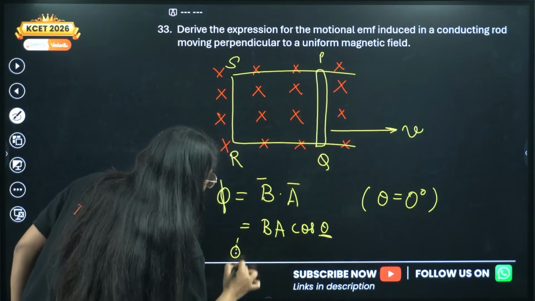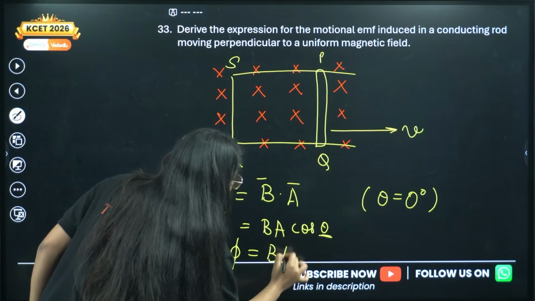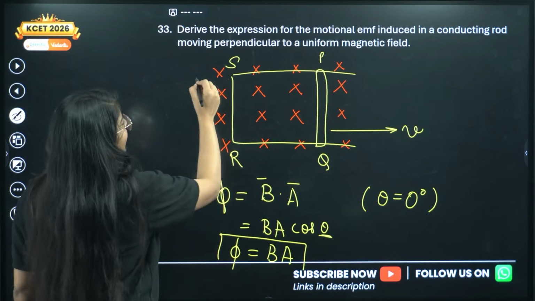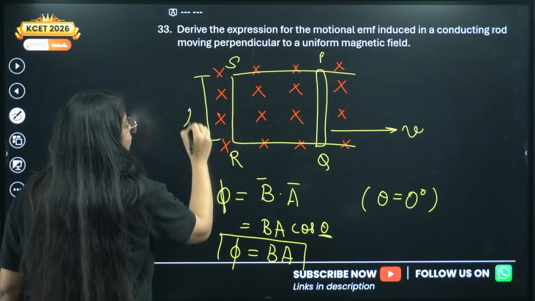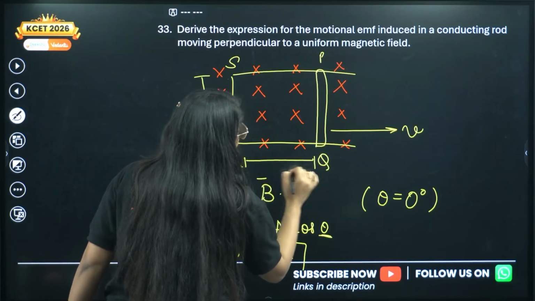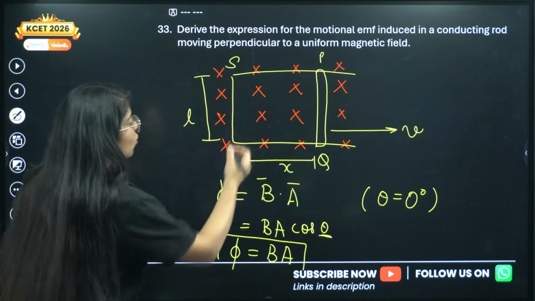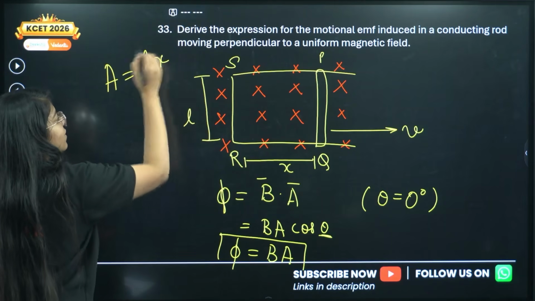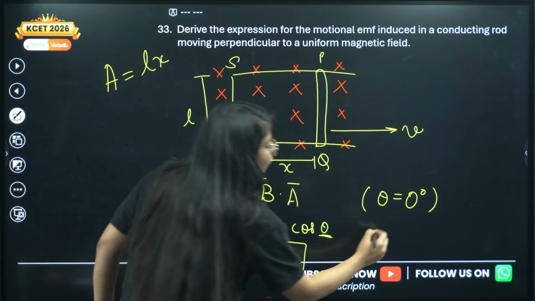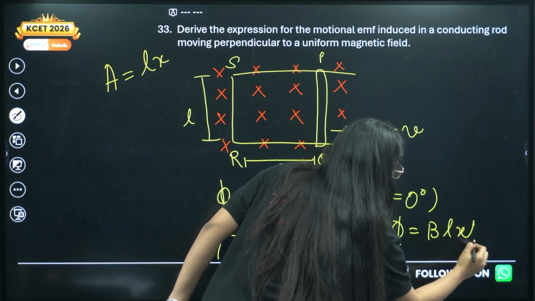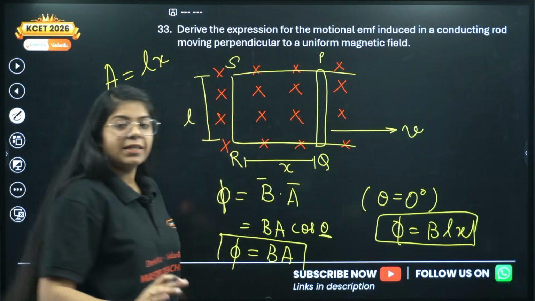So overall this phi comes out to be B into A. Let's say the length of this rod is L, and the length of the frame is X. This is basically a rectangle, so the area is L into X. So phi will become B into L into X. Up till here, is it clear?